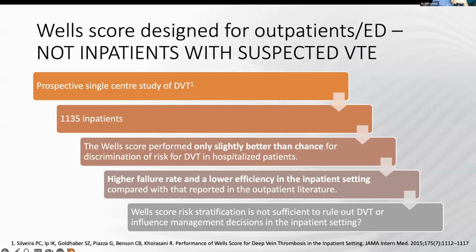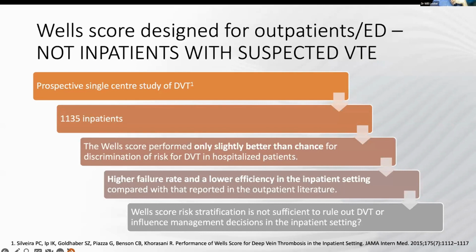So the first thing to say is the Wells score was designed for outpatients, for community-acquired events, people coming into primary care or to emergency departments. That's where that clinical risk score was designed. It was not designed for inpatients. And I'm just mentioning on this slide a study that was single center, but it was prospective, looking at over 1,000 patients being investigated for suspected DVT.